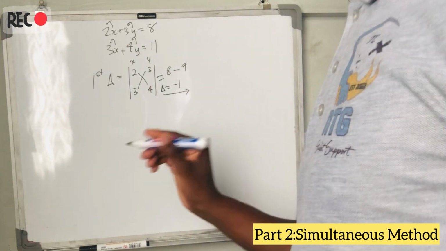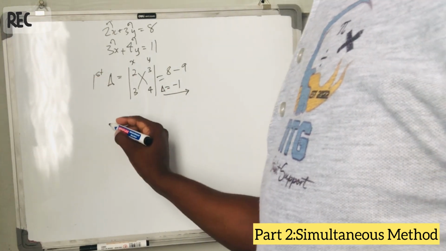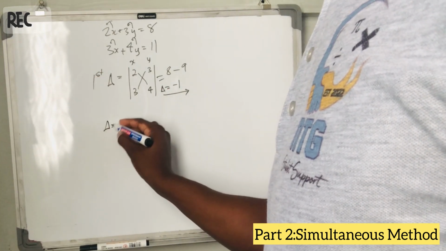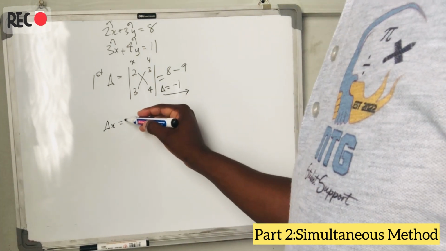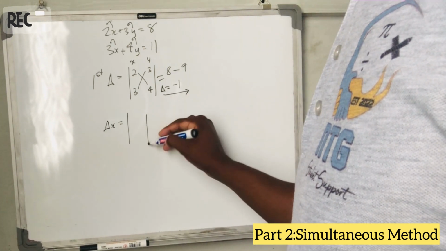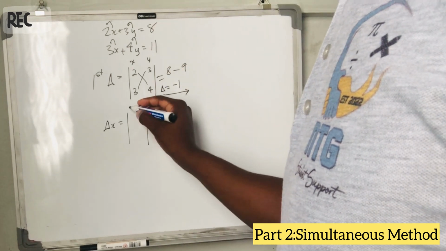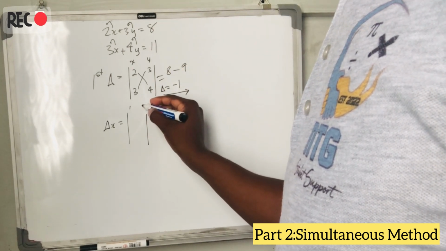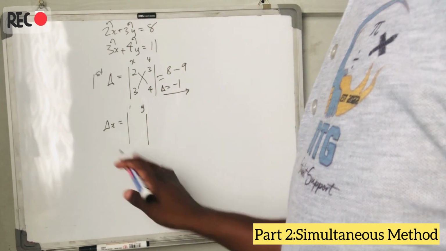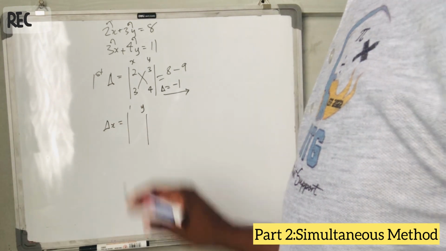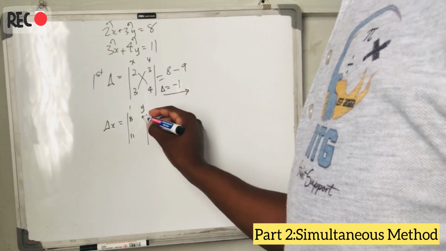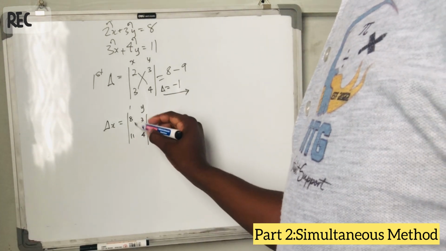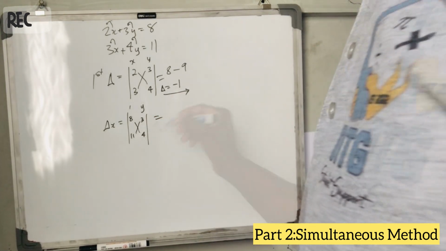After getting the first step, now we're going to find the change in x. So the change in x is equal to, you place your constant numbers here, and then you place your y here. So when it's x, you focus on y. When it's y, you put x. Then now you cross multiply the two.